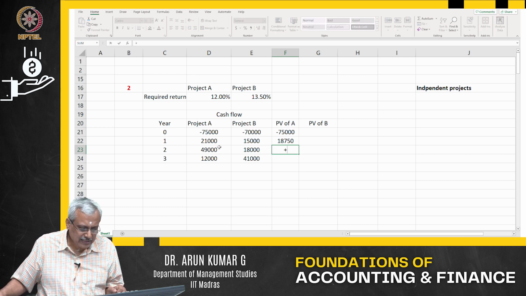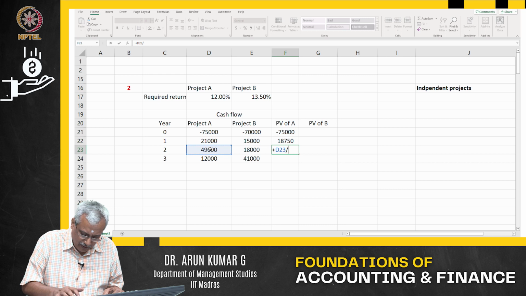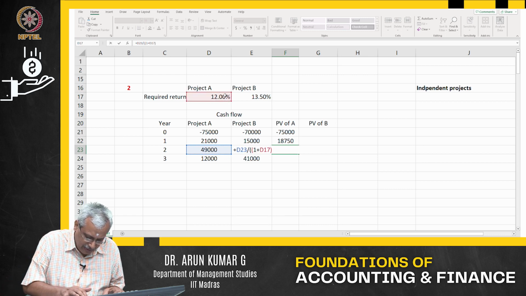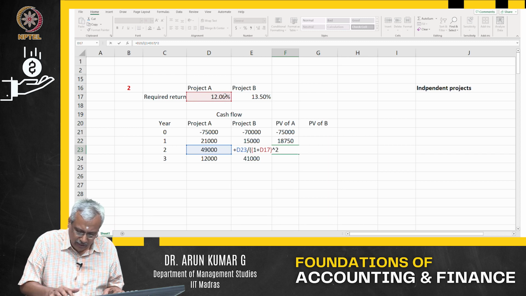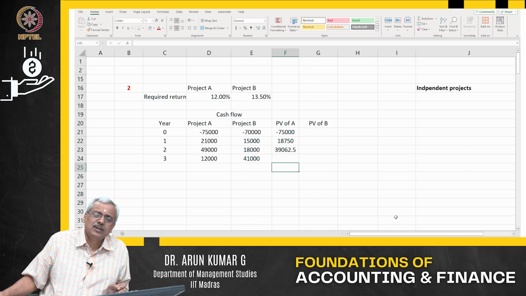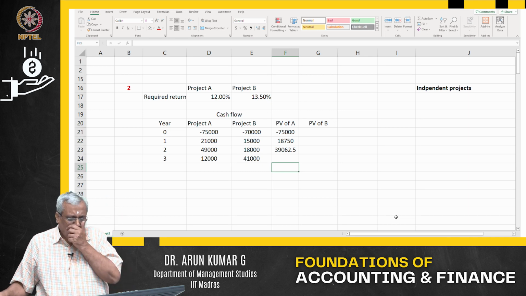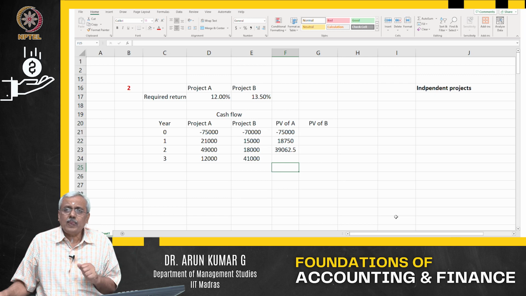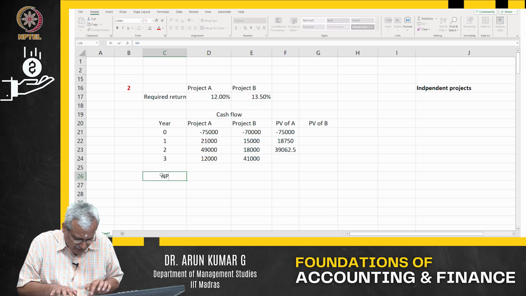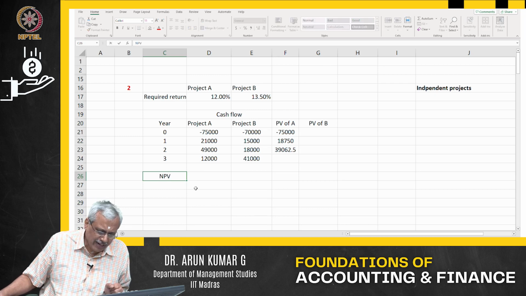I can use this cash flow, discount it for 2 years, 1 plus 12% to the power of 2, and then I can go on discounting the third year cash flow, and then I can say what the final NPV is. But now that we are using Excel, let me try to use the Excel function.